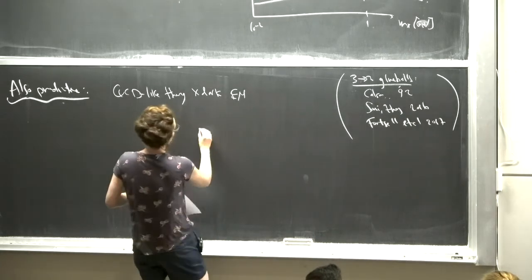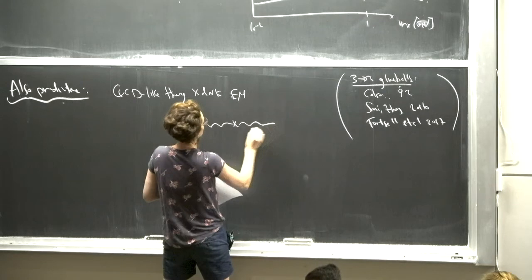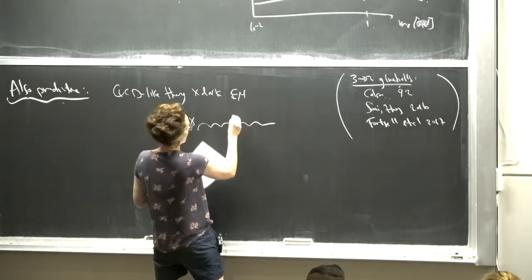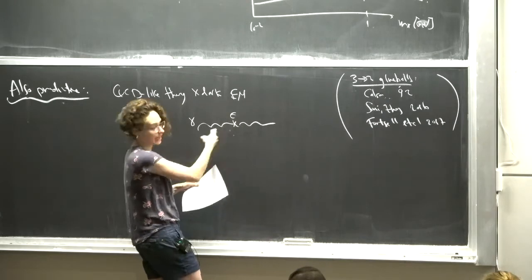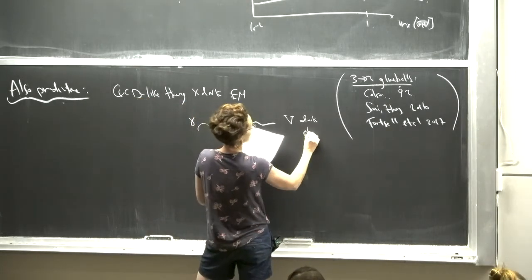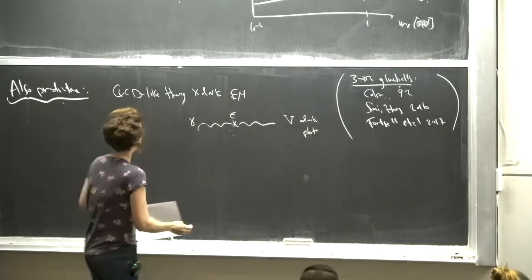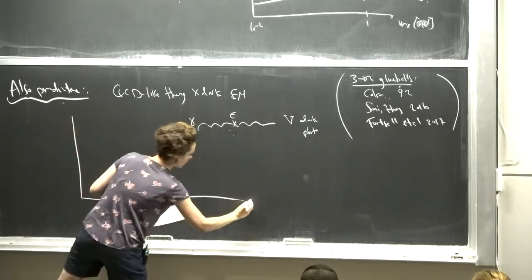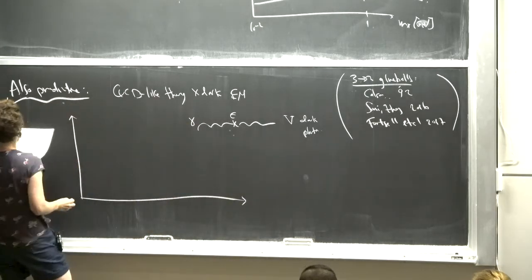What I mean is that now I've added a dark photon. Here's my ordinary photon, and it's mixing, through some size of kinetic mixing, with a dark photon, which I'll call V. I'm not going to go into too much detail about this, but let me show you a plot, or draw a plot more accurately.